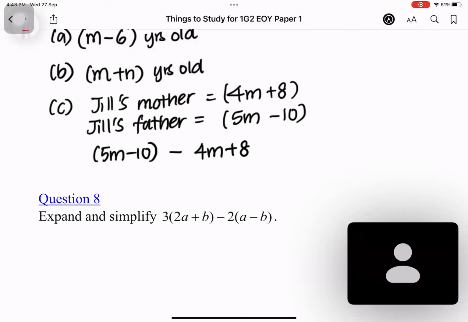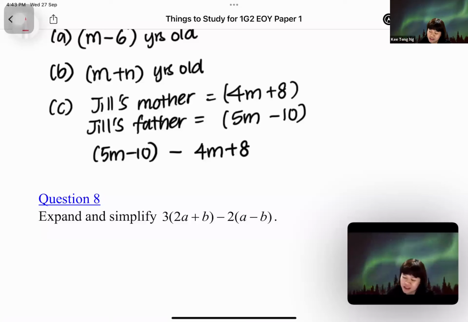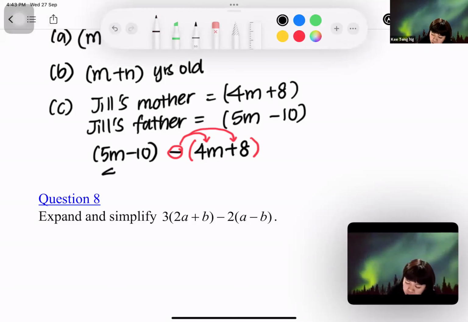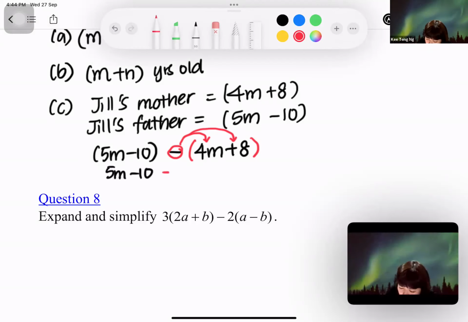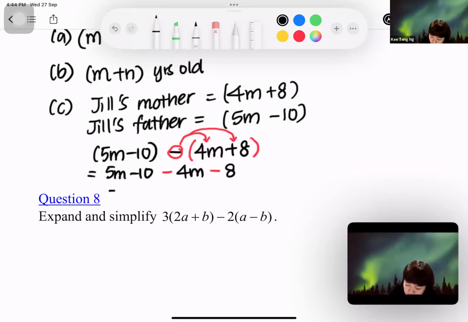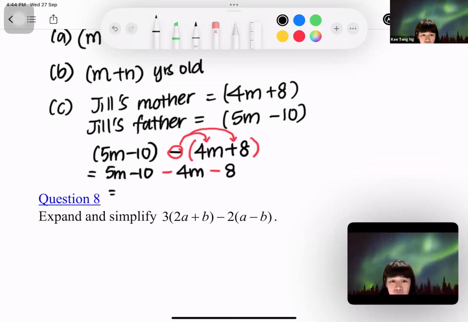Bracket. Who's the person who told me bracket? Aryan, sure. Bracket. Why is that important? Because I'm subtracting the whole of these. I minus the whole of these. The sign will change. Okay? So in this case, this one will become 5m minus 10. I minus away 4m. I minus away 8. Right?